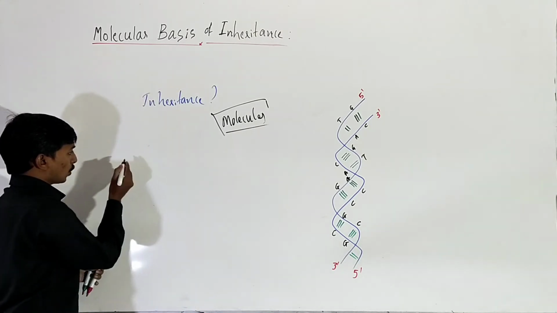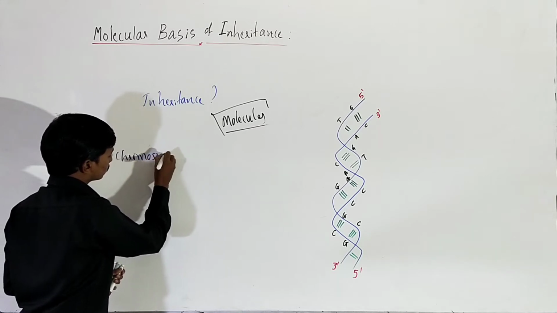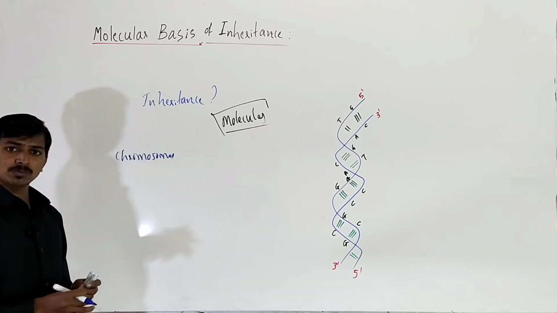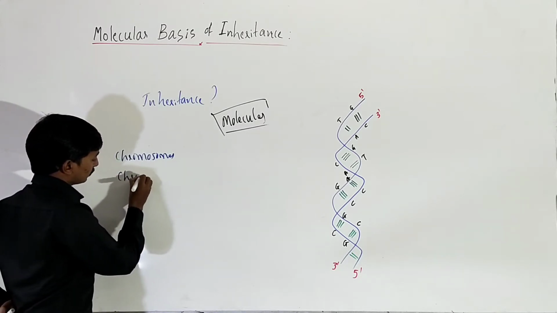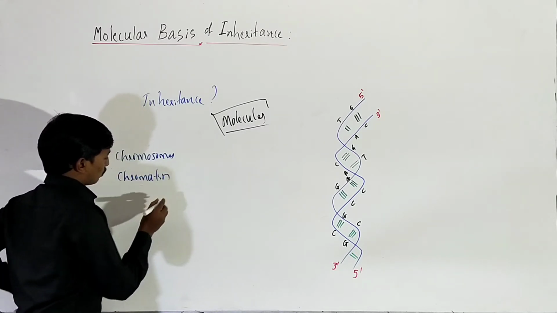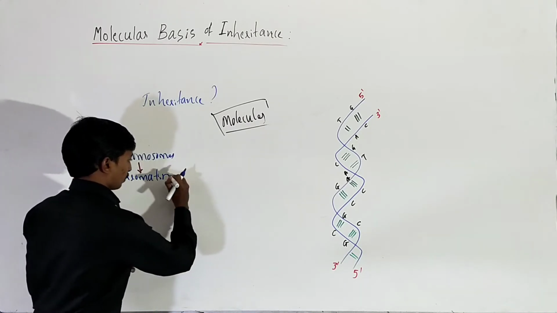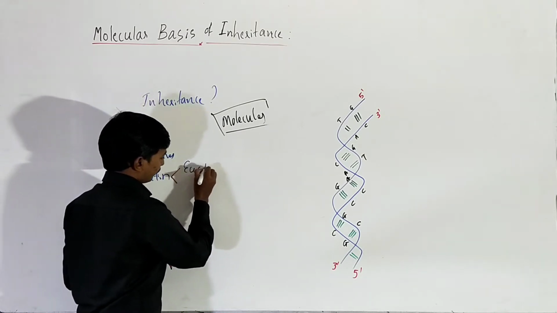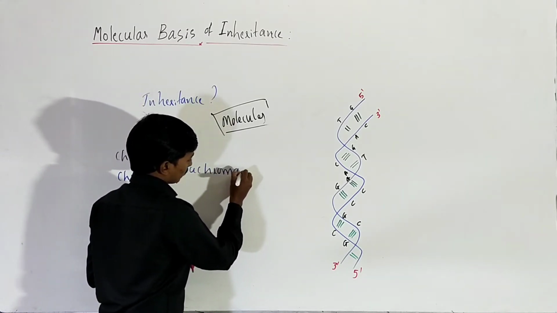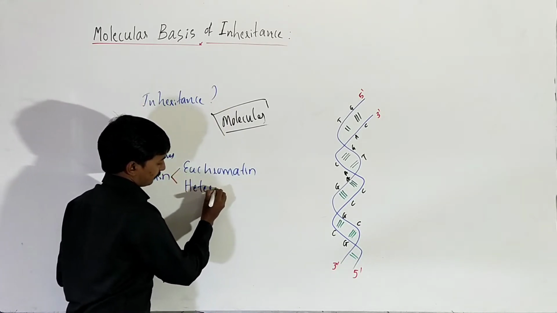We have seen chromosomes. Chromosomes are made of chromatin, and we should also know that chromatin is of two types: one is euchromatin, the other one is heterochromatin.